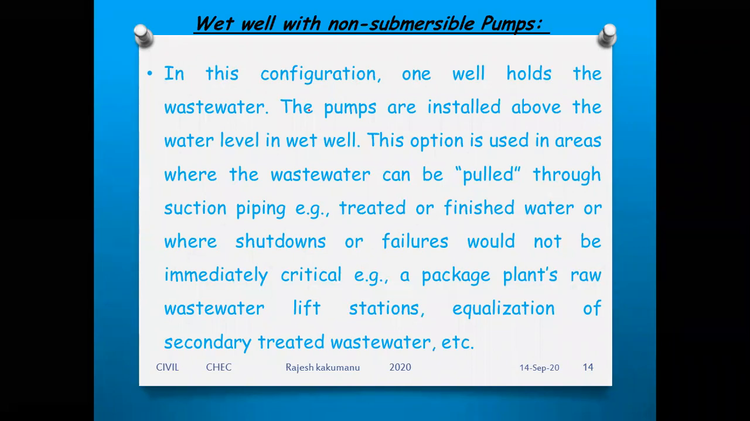Here, what is happening in this type of non-submersible pump? You have a sump where one well holds the wastewater, say up to here. The pumps are installed above the water level in the wet well, and the pumps and other apparatus are provided in this position. Thereby, there is no need for separate piping, so the water can be lifted up directly and treated. This is nothing but the wet well with non-submersible pumping system.